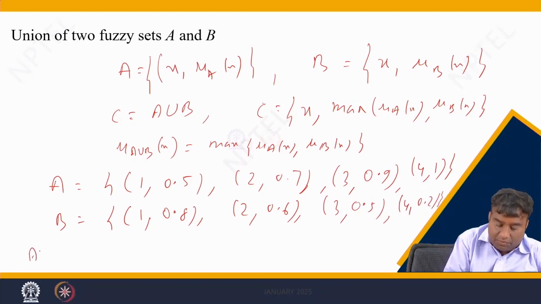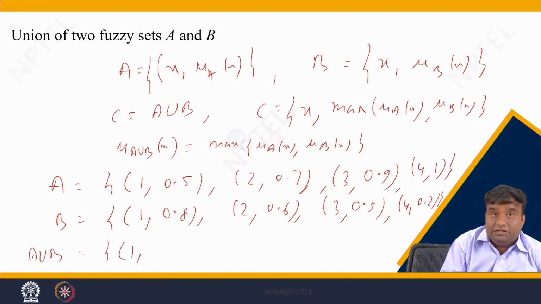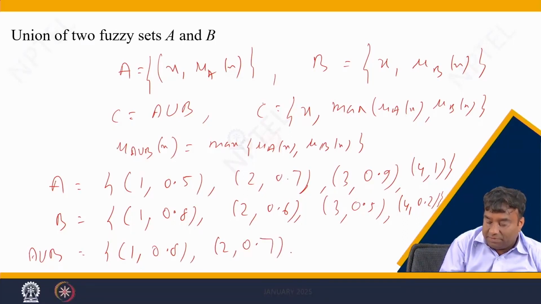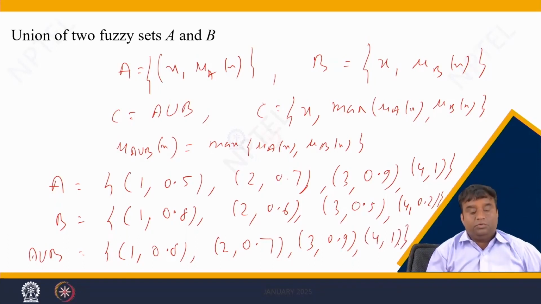So A union B, take the maximum of these two, 0.5 and 0.2: compare them, you will get 0.8. For 2, 0.6 and 0.7, the maximum is 0.7. For 3, it is 0.9, and for 4, 1 and 0.2, it is 1. So that is the union of two fuzzy sets.